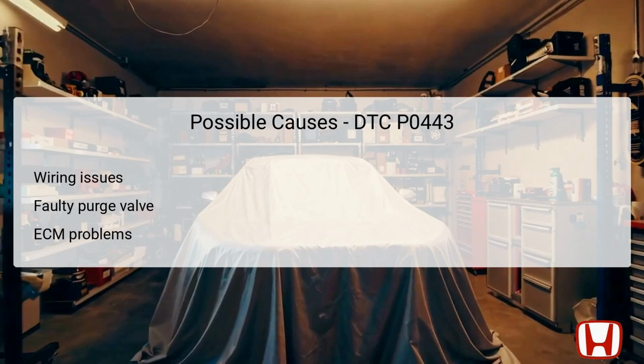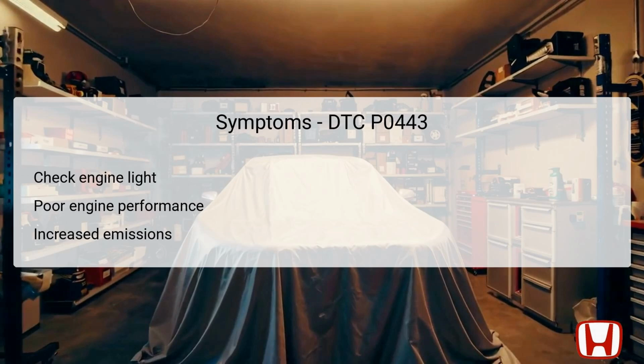Drivers may experience several symptoms when DTC P0443 is present. The most noticeable is the illumination of the check engine light, which serves as a warning that something is amiss in the emission system. Additionally, the vehicle may exhibit poor engine performance, such as rough idling and hesitation during acceleration, compromising the driving experience. Increased emissions can occur due to an inability to redirect fuel vapors properly, potentially causing the vehicle to fail an emissions test. It's crucial to listen for unusual noises or observe changes in fuel efficiency, as these may also indicate underlying issues with the purge valve or associated systems.